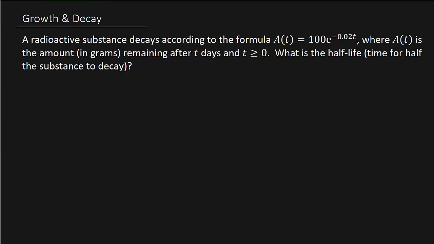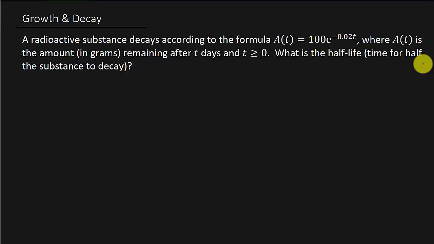We're doing some growth and decay problems. Here's one of the examples. It says a radioactive substance decays according to the formula A of T equals 100 times e to the negative 0.02 T, where A of T is the amount in grams remaining after T days. T is greater than or equal to 0. We're not going to do negative days. What is the half-life? They want to know what the half-life is, which means the time for half the substance to decay.